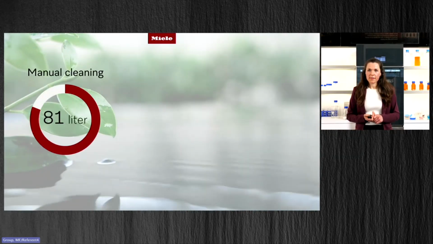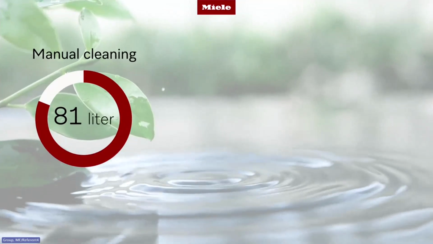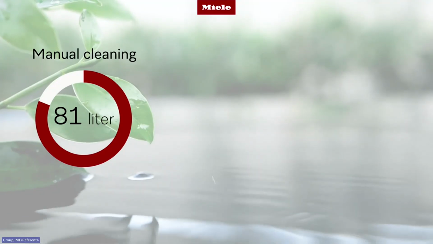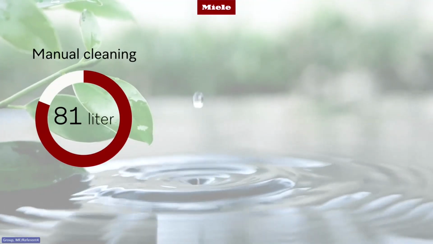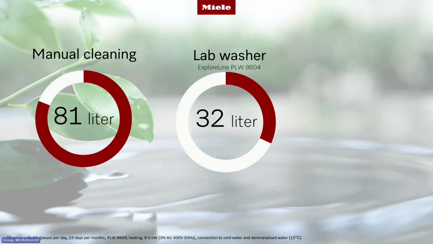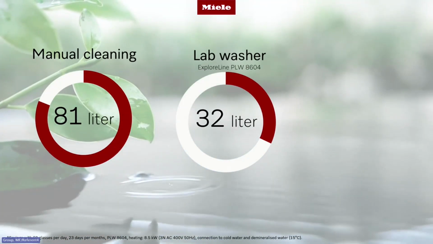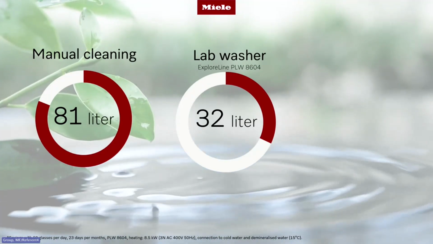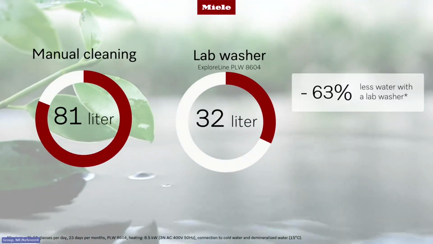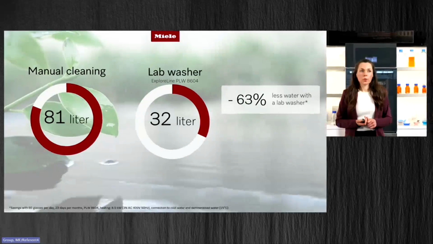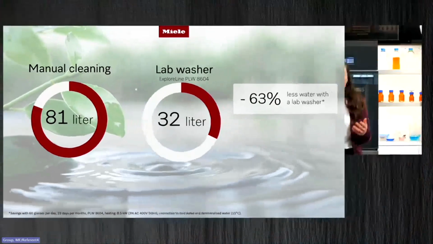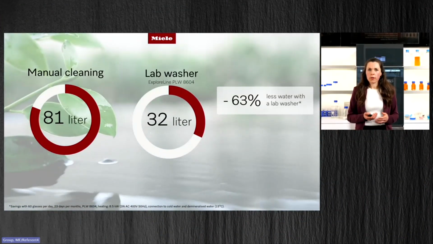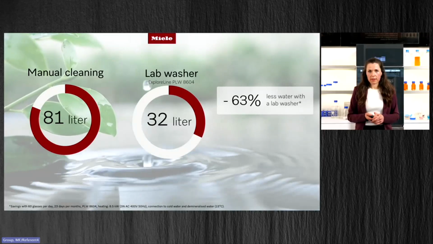In our test, it took 81 liters cleaning 60 lab glasses by hand, and that's tap water and DI water. Using our lab washer, the Explorer line, and the standard medium program, it takes 32 liters for 60 glasses. That's 63% less water using a lab washer. And if you think about it, it makes sense. In manual cleaning, there's generally a tendency to overuse water and process chemicals.